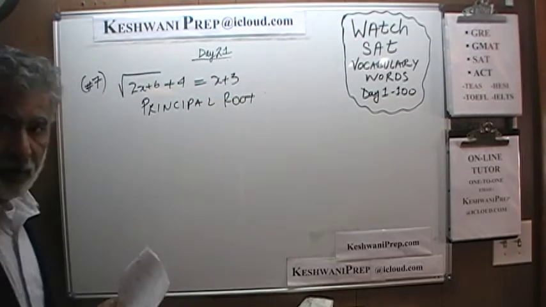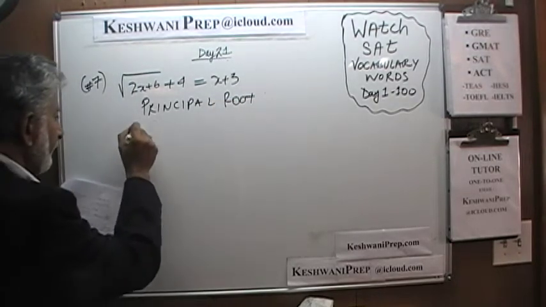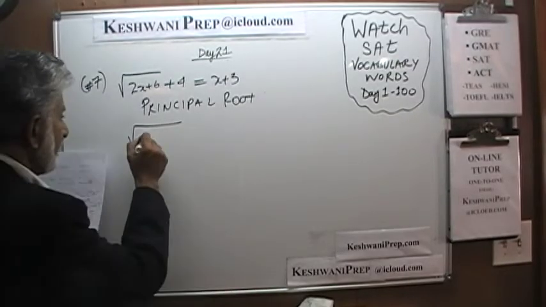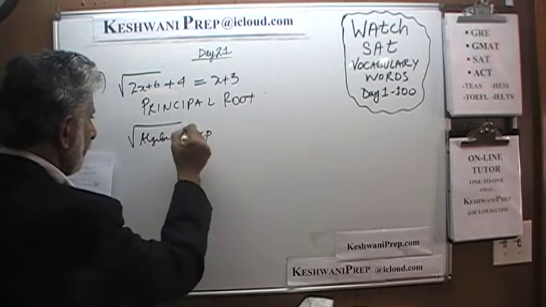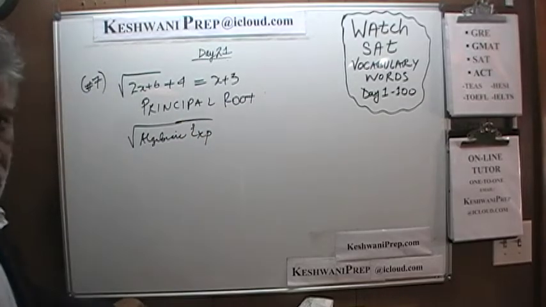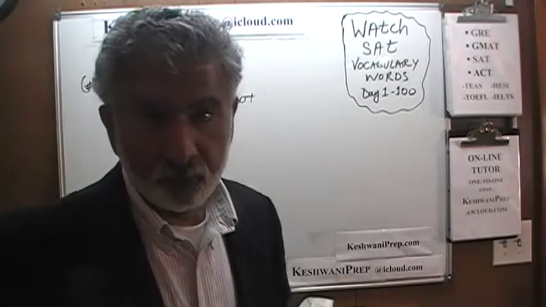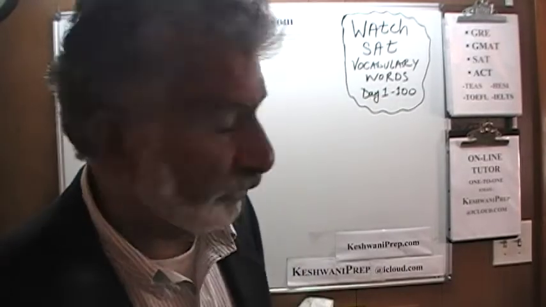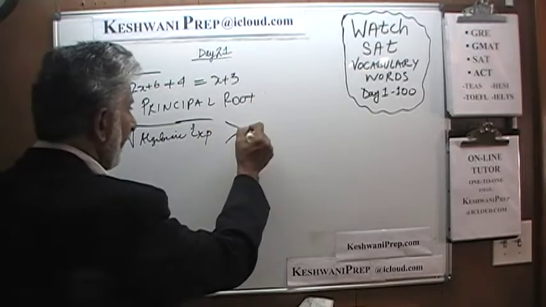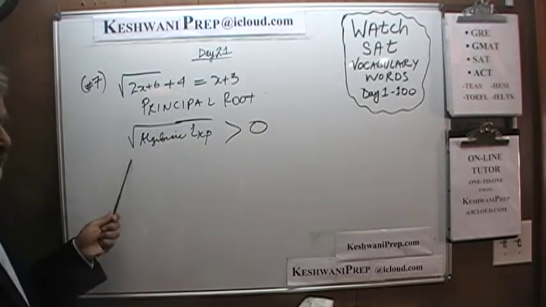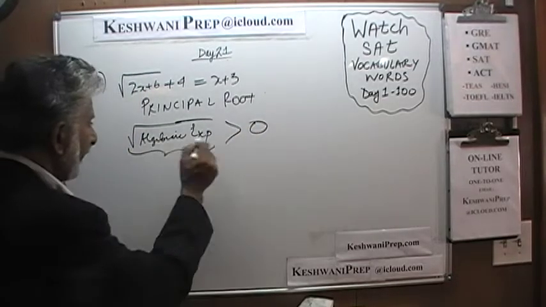What the principal root tells us is that whenever we have an algebraic expression under the root sign, or any root sign, square root, cube root, 4th root, doesn't matter, any root sign, this quantity has to be positive. This cannot be a negative quantity.